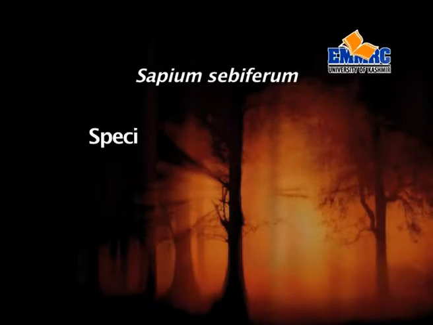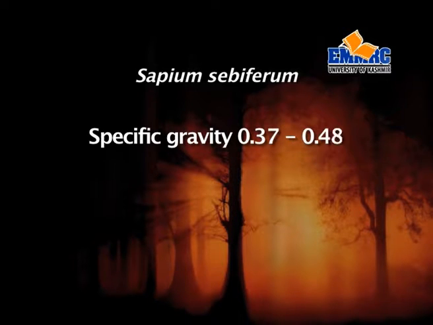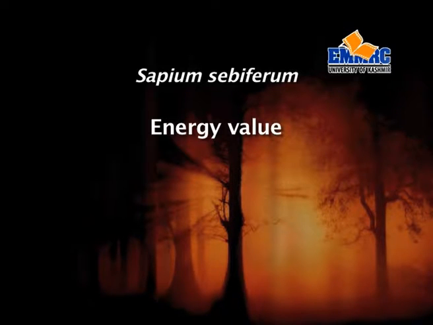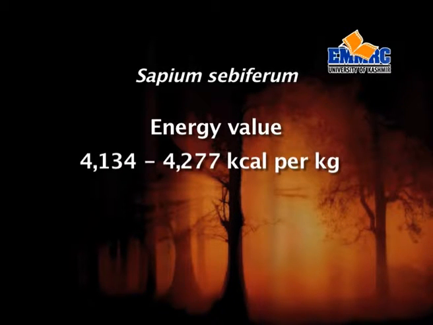Moisture content of tallow tree wood ranges from 41 to 45% on wet basis. Specific gravity ranges from 0.37 to 0.48. Energy values range from 4,134 to 4,277 kilocalories per kg. The wood burns well in wood stoves or fireplaces if it has been allowed to dry adequately. It produces a pleasant odor while burning.